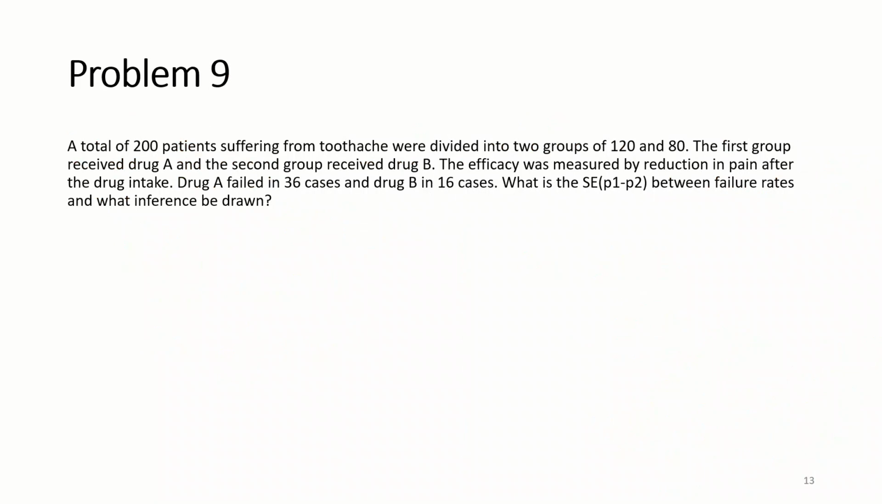A total of 200 patients suffering from toothache were divided into two groups, 120 and 80. The first group received drug A and the second group received drug B. The efficacy was measured by reduction in pain after the drug intake. Drug A failed in 36 cases and drug B in 16 cases. What is the standard error of P1 minus P2 between the failure rates, and what inference will be drawn here?